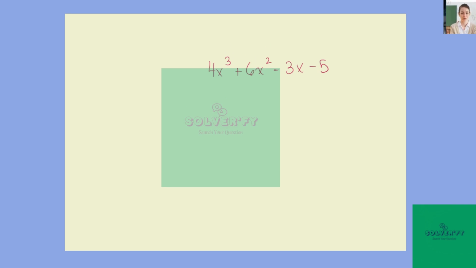Okay, let's find the zeros of this function. First thing I'm going to do is try to factor it. And since it has 4 terms, I'm going to factor by grouping.